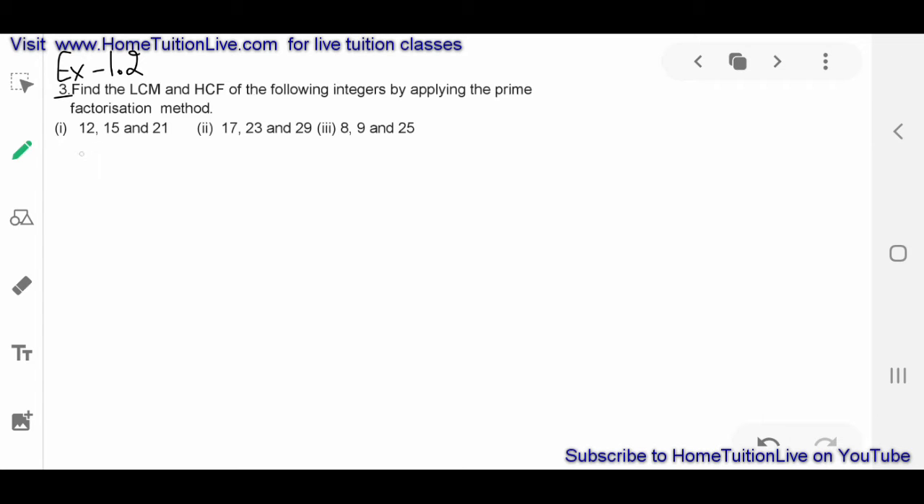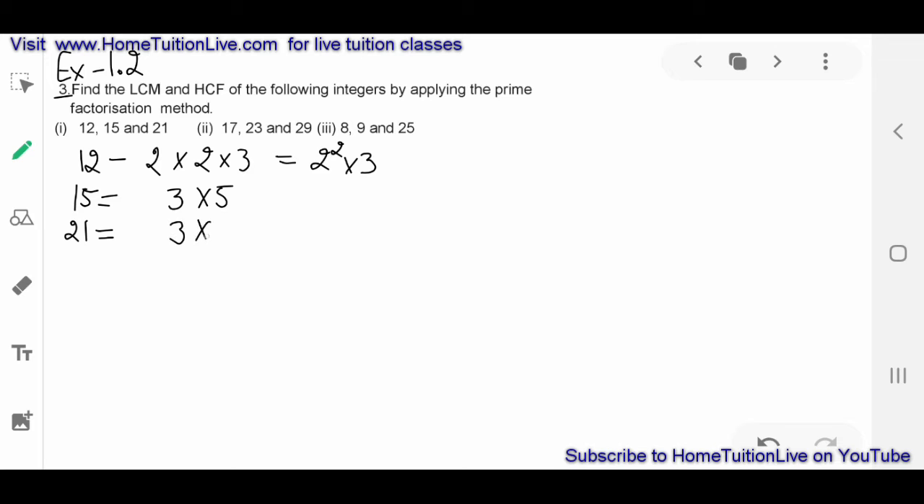So prime factorization of 12, 15 and 21. The prime factors of 12 are 2 into 2 into 3, or we can write it as 2 to the power 2 into 3. Now 15, we can write as 3 into 5. And 21 is 3 into 7.